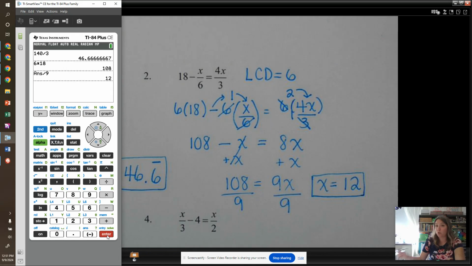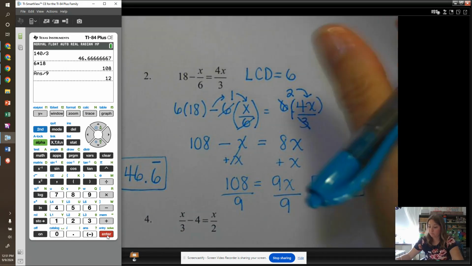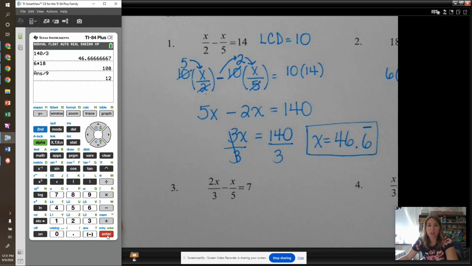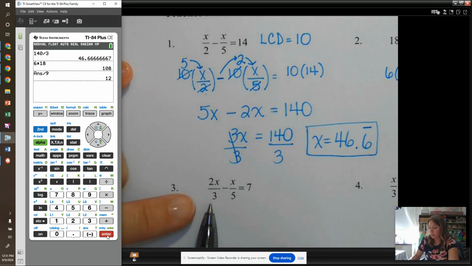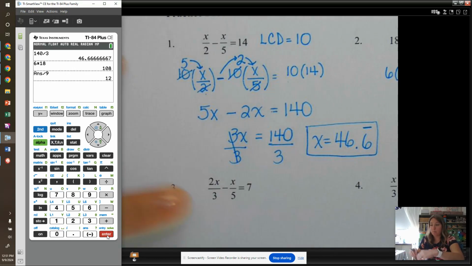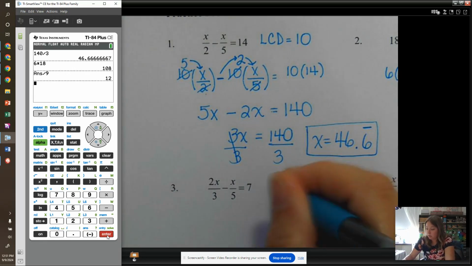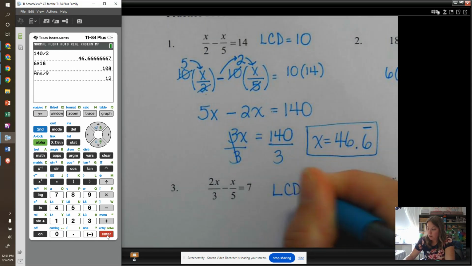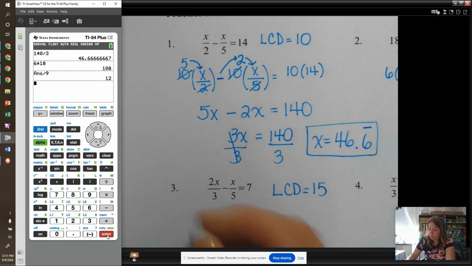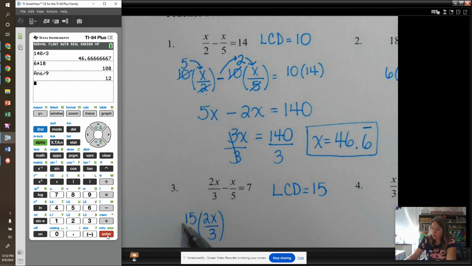Okay, let's try one more together. Number 3. 3 and 5. They can both multiply to become 15. So I am going to multiply every piece of this equation by 15. 2x over 3 times 15, minus 15 times x over 5 equals 15 times 7.